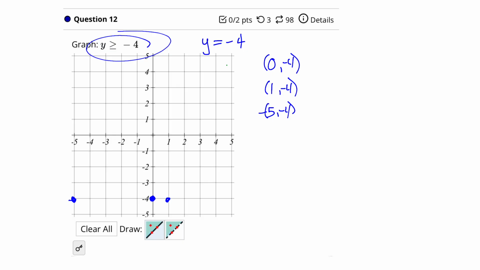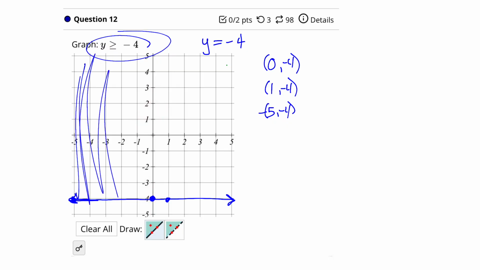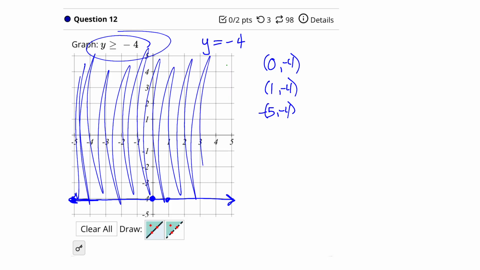They all have to have a negative 4. This one is also a solid line because it has an equal to in our original. And now it's asking for y values greater than negative 4. Greater than is always up, right? So this one is going to shade above it, okay?